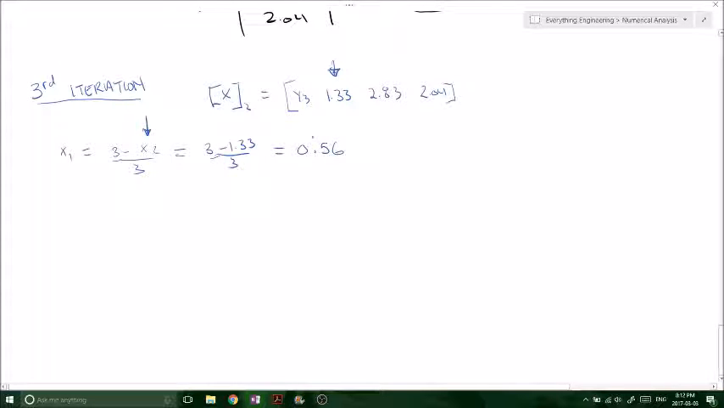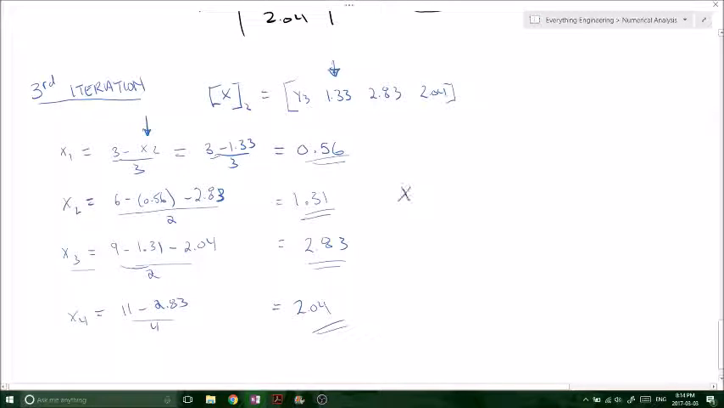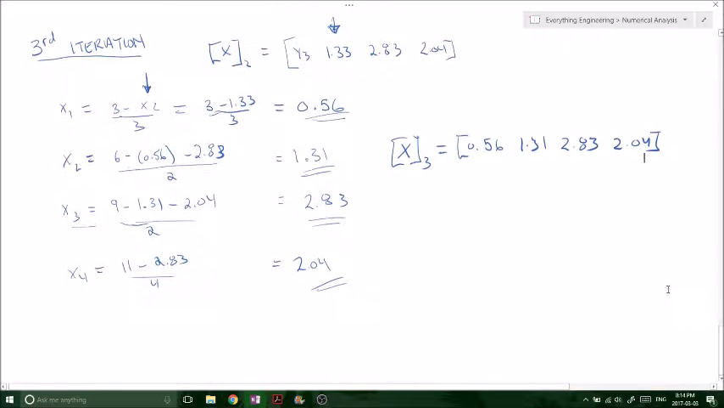So you guys got the hang of this now. I'm just going to quickly write out x2, x3, and x4 and let you guys solve for those yourselves, and just remember that you have to use the most updated values. Okay, so now we got x3 equals 0.56, 1.31, 2.83, and 2.04. So that is our third iteration of our x.